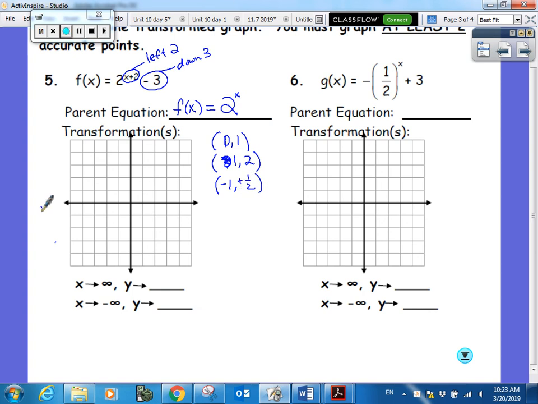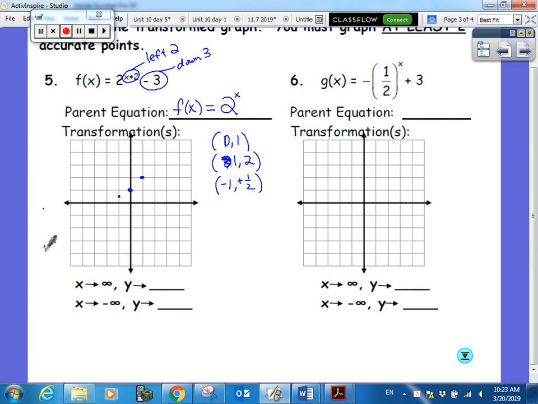1 over base. Okay? So 0, 1, plot that. 1, 2, plot that. If you want to do negative 1 half, you can plot that. Again, we're going to ask for you to graph at least 2 points accurately. Okay, not just 2 random points, they have to be actual accurate points. You can pick whichever 2 you want. If you want to pick more, you can pick more.